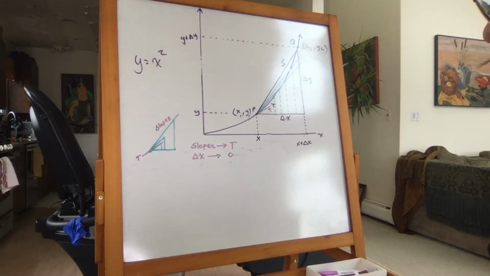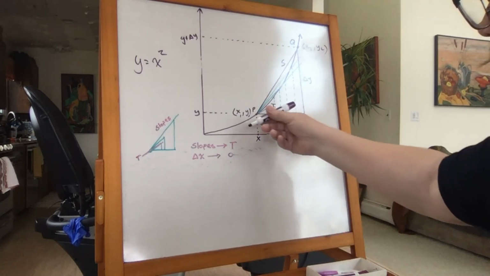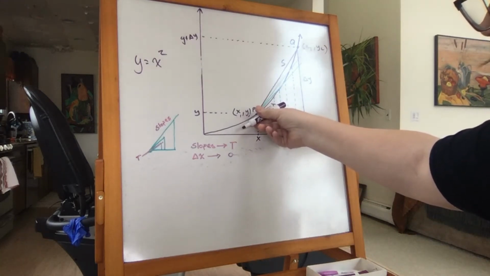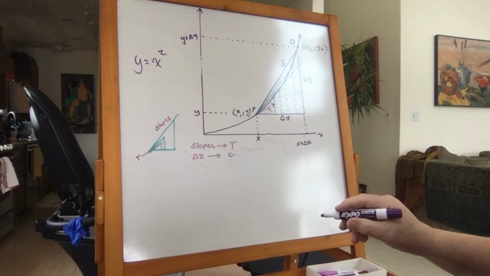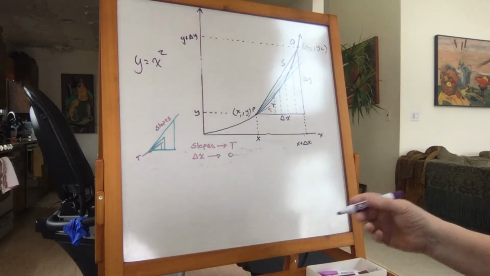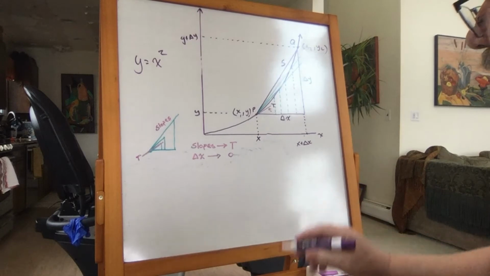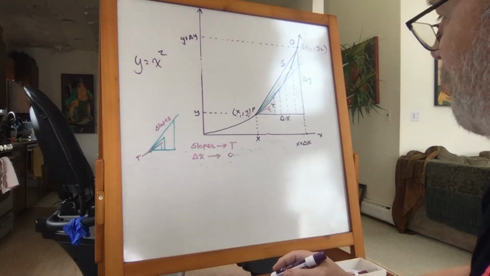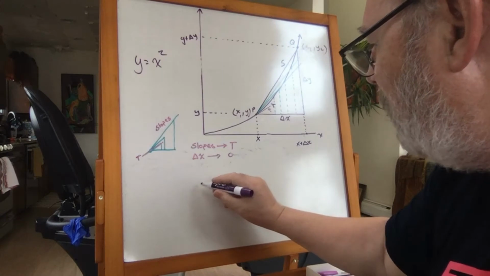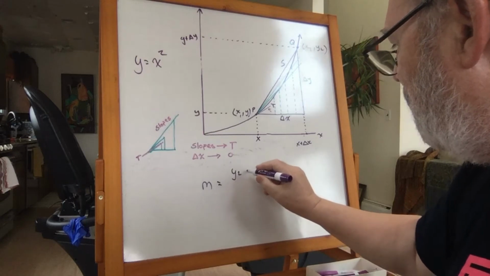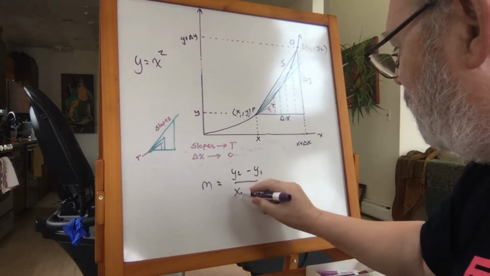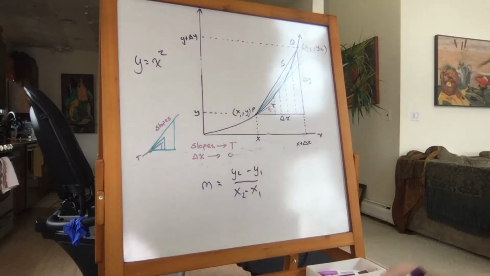What happens to that slope? And it turns out that when we take that limit and we make delta x go to 0, we find that the slope becomes exactly the tangent at the point we're interested in, and that's the derivative of the function at that point. So now we're talking calculus. So what is our slope here? So we go m equals y2 minus y1 over x2 minus x1.